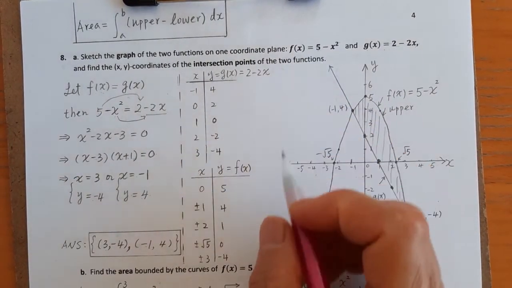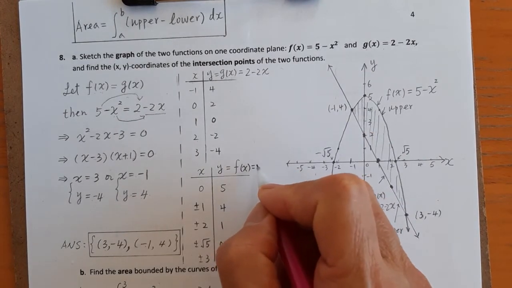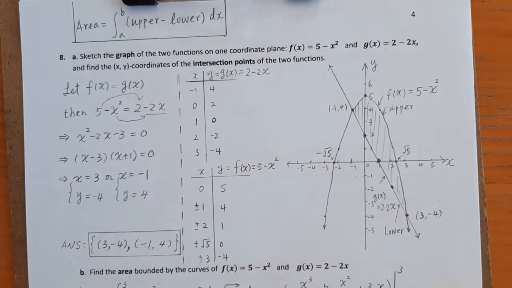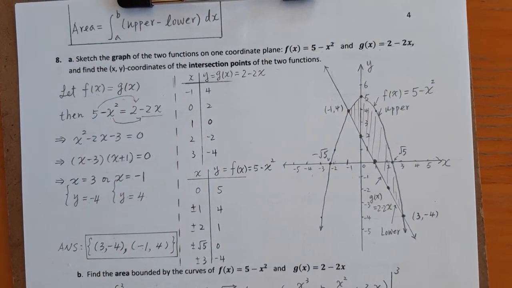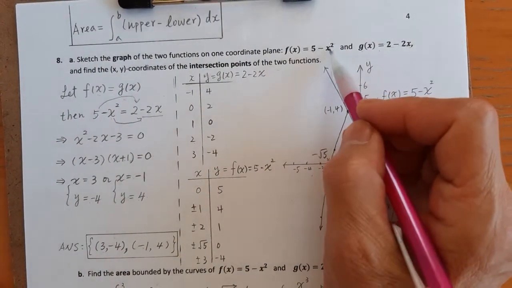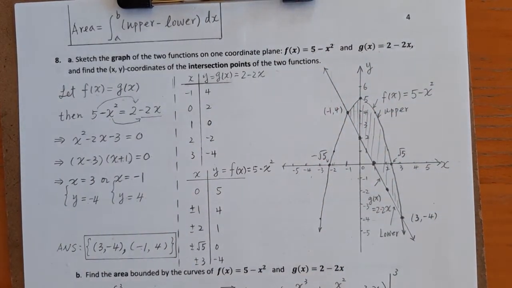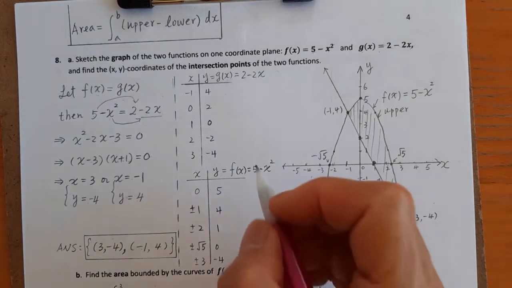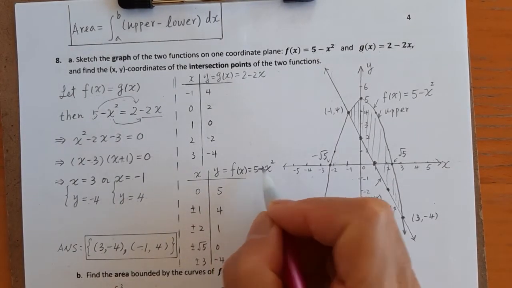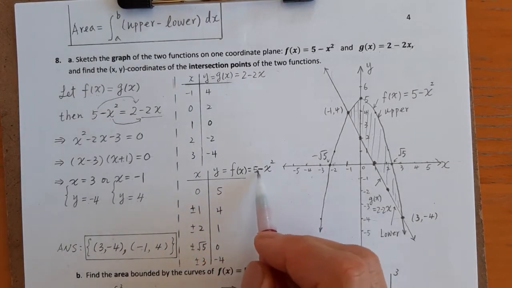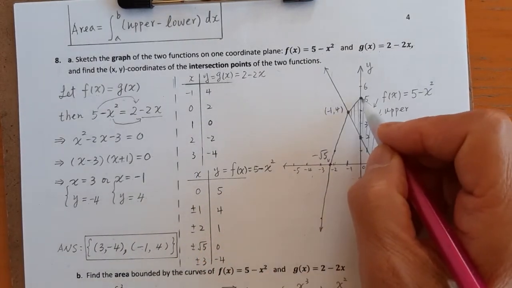This f of x equals 5 minus x squared. A quadratic function is a parabola. The x squared coefficient is negative, so you know it opens downward. The leading coefficient is negative, so it opens downward. So x equals 0, plug in, get 5. So it's the point (0, 5).